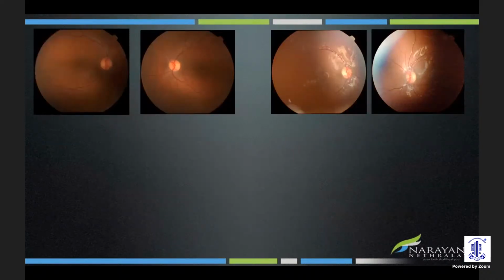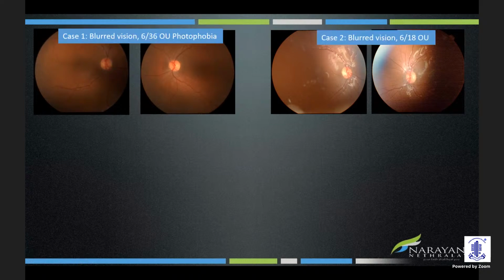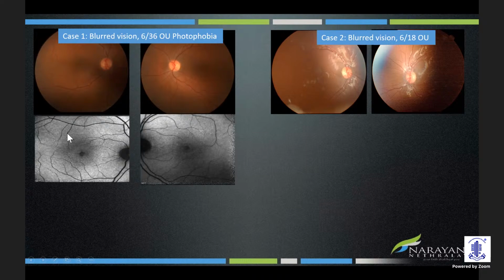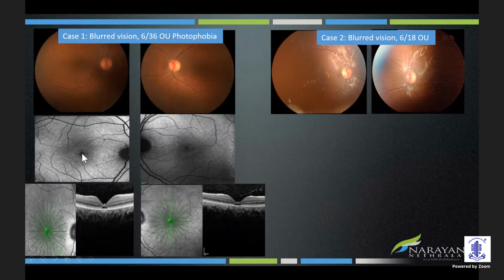So I'll just show this last set of clinical examples. If you look at these two patients, the first patient and the second, the fundus appeared normal. Both patients had blurred vision. The first patient, in addition to blurred vision, also had photophobia. So if you look at the autofluorescence, the first patient had very subtle changes at the fovea, and OCT showed a small cavitation in the subfoveolar region.